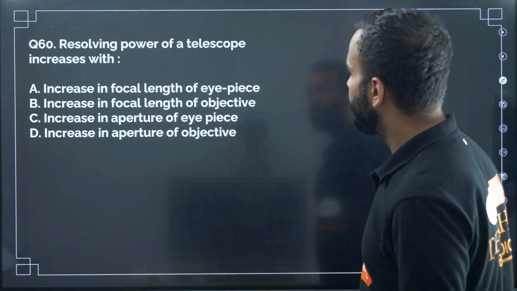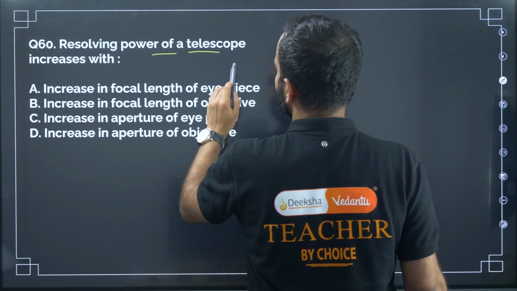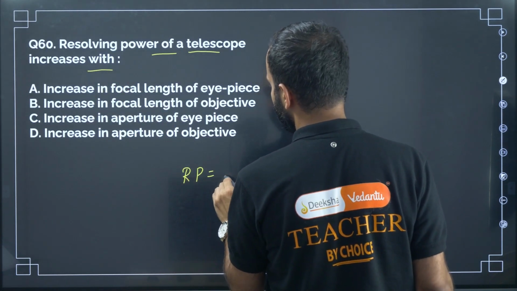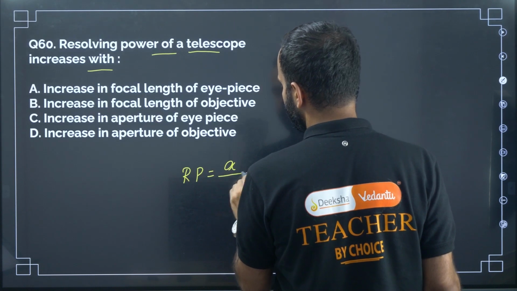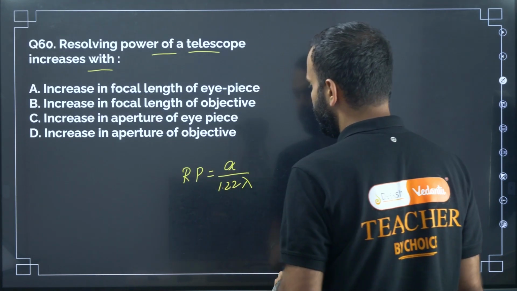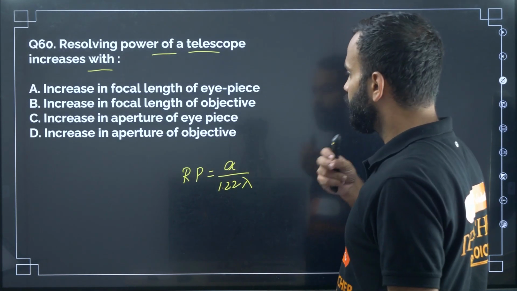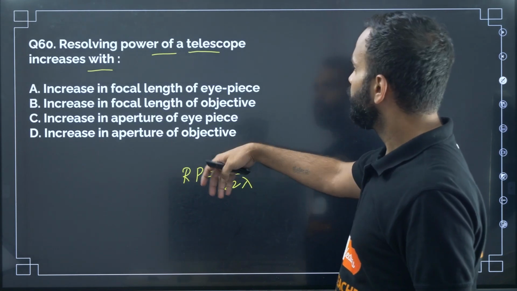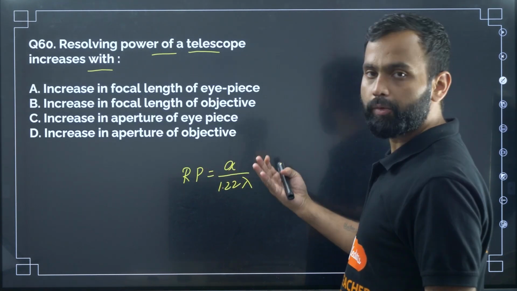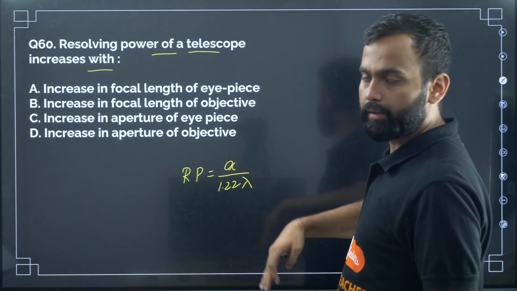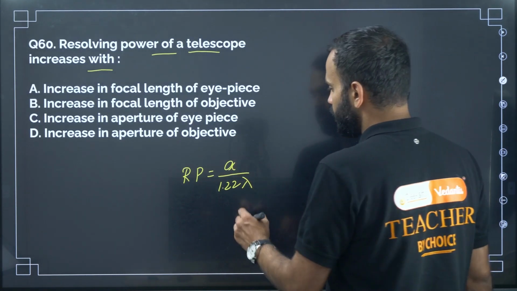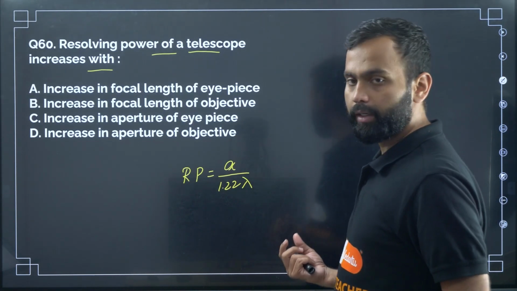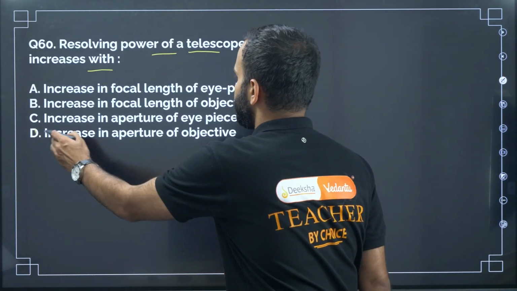Next question and the last one. The resolving power of the telescope increases with... Here the resolving power RP of the telescope is A divided by 1.22 lambda, right? So A is the aperture of the objective. If you increase the diameter of the objective, we will get more resolving power, or the resolving power of the telescope increases. So we have to increase the diameter, or aperture, of the objective. So the correct option is D.